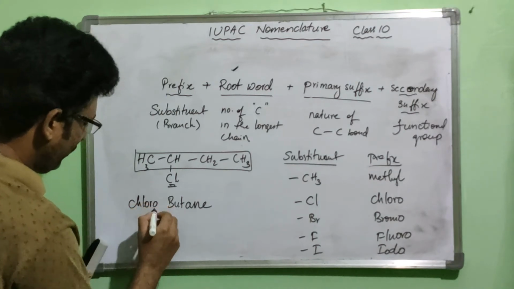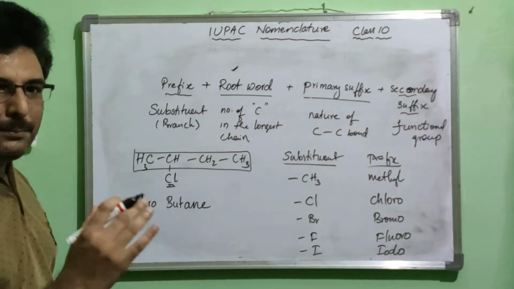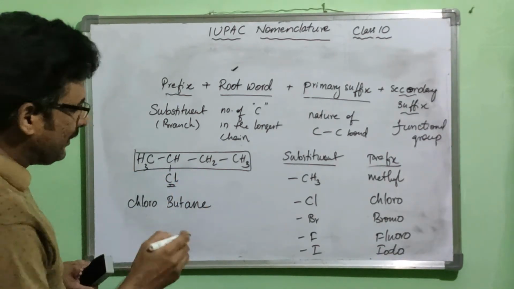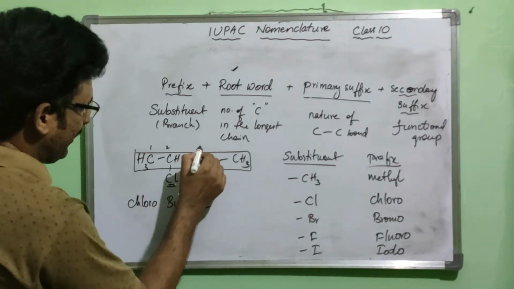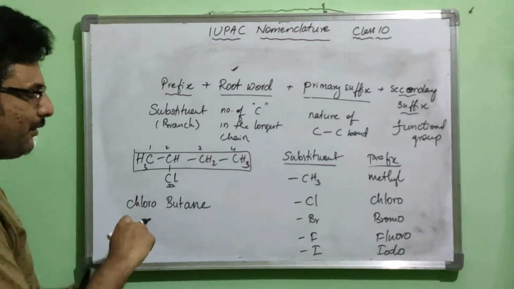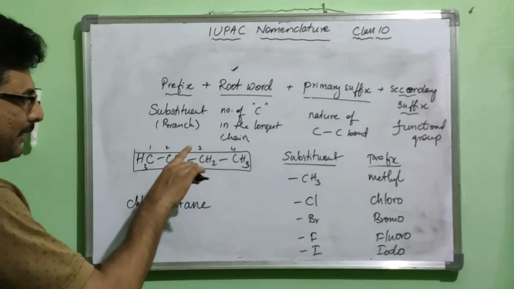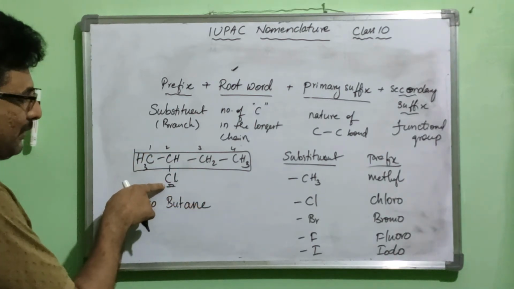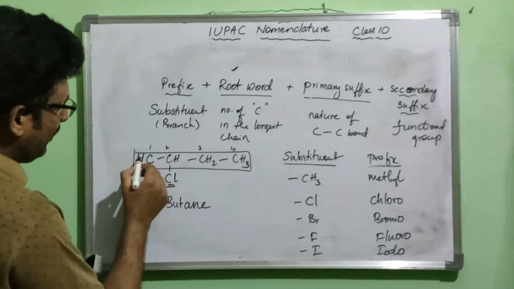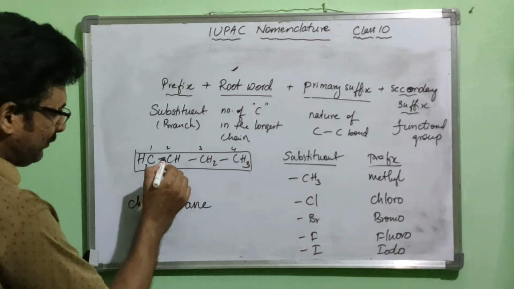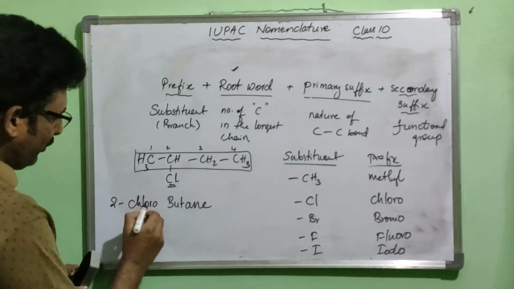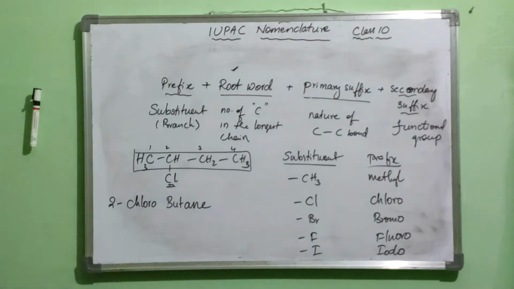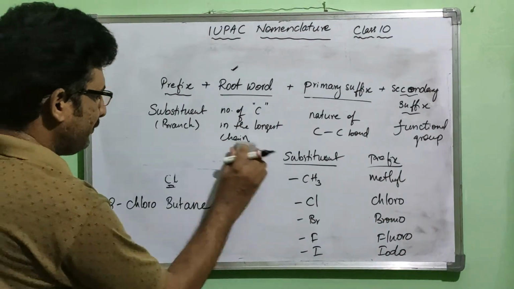You write chloro, and you have to show the position of that chlorine atom. How do we show the position of the chlorine atom? By giving numbers to the carbon atoms: 1, 2, 3, 4. Again you have to make sure that when you give numbers to the carbon atoms, the chlorine must get the least number. So from left to right we will give. What is the position of chlorine? It is 2-chloro-butane.